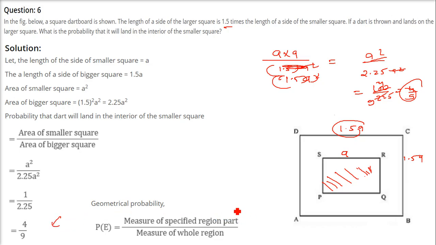Always remember, for the geometric probability, it should be the measure of the specific region part which we are interested in, divided by the measure of the whole region.